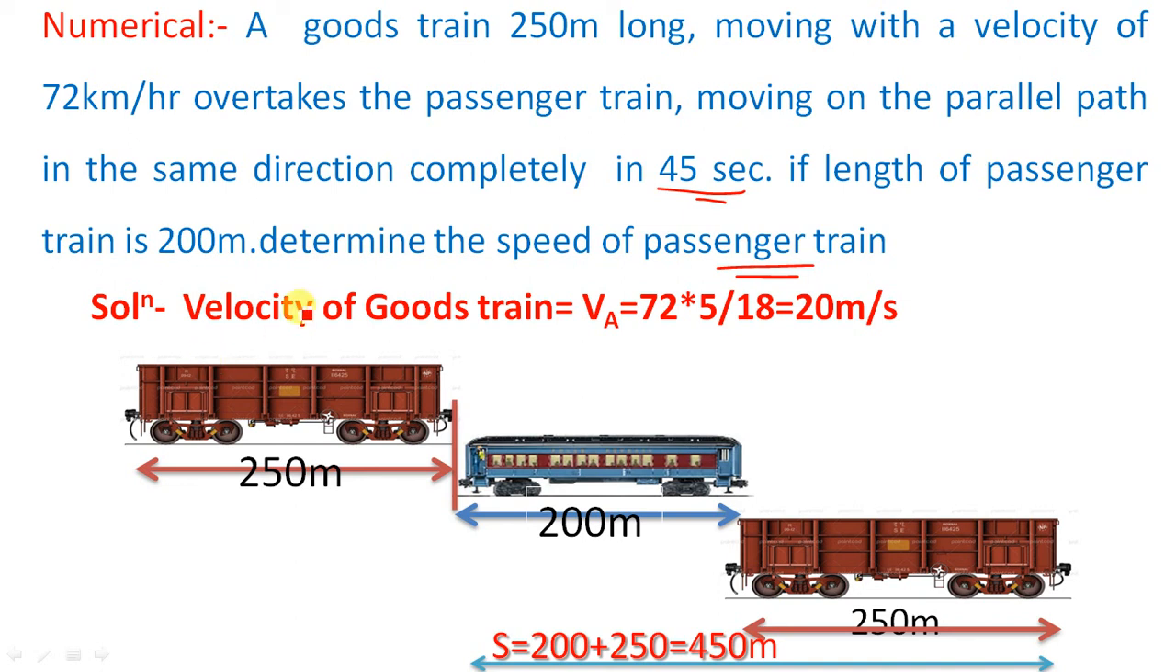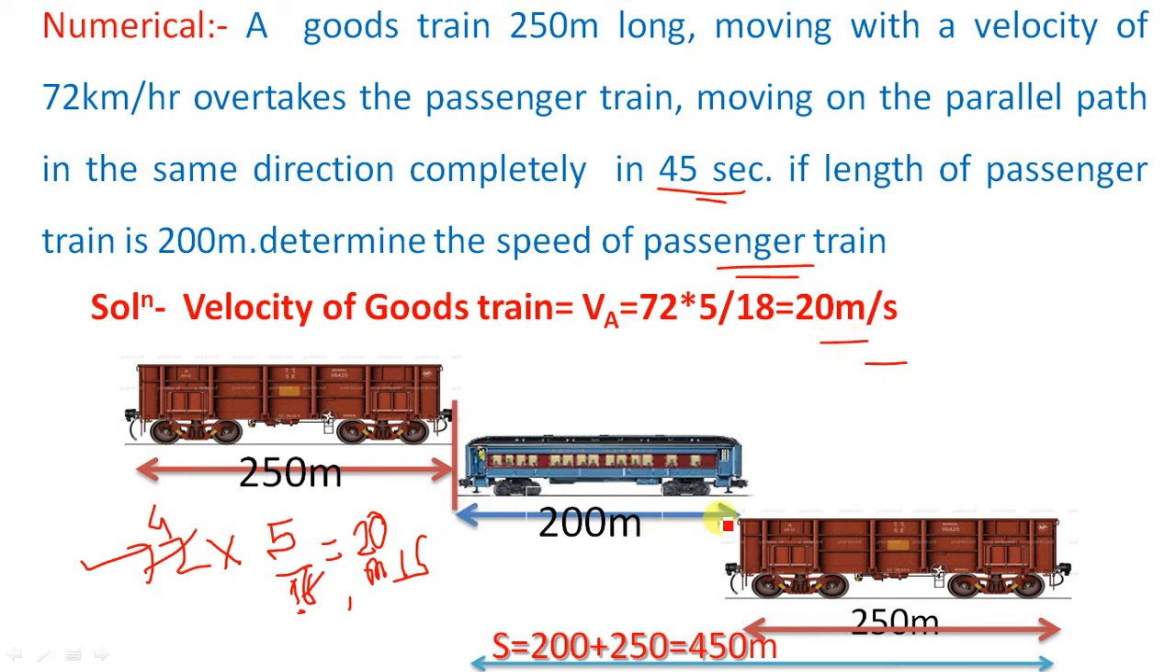Okay, the length of the goods train is given as 250 meter and its velocity is given as 72 kmph. If I want to convert it into meter per second, multiply by 5 by 18. 18 ones are 18, 18 fours are 72, 5 multiplied by 4 is 20. So 20 meter per second is the velocity of the goods train. Now the velocity of the passenger train, that we have to find out.